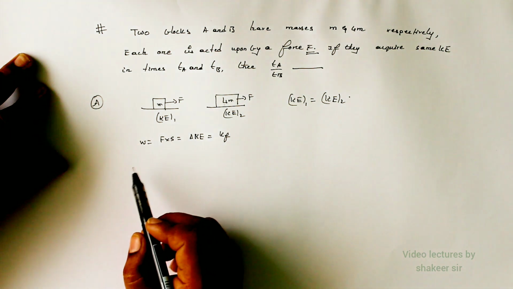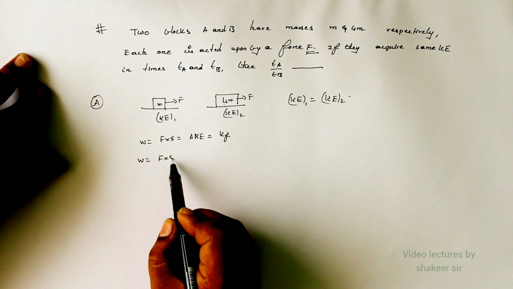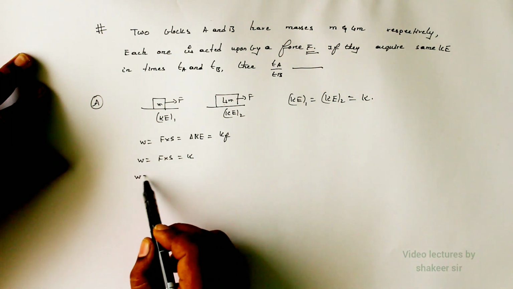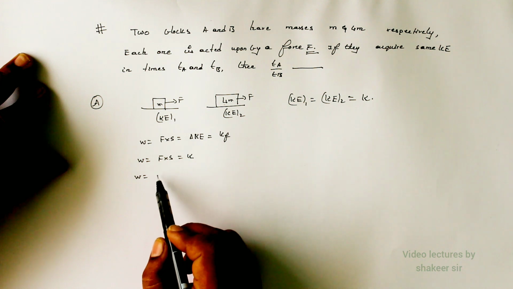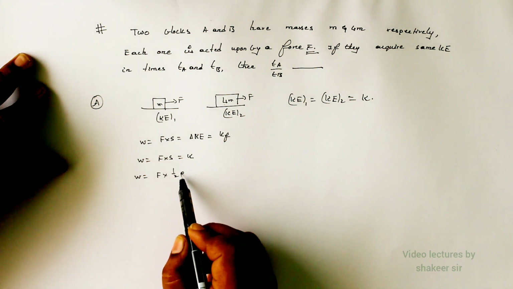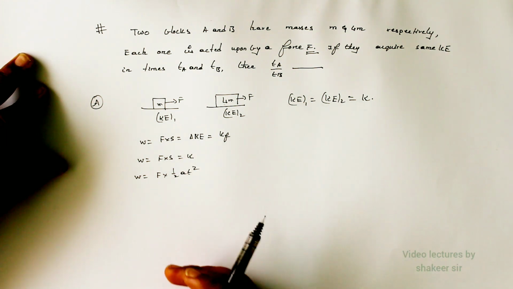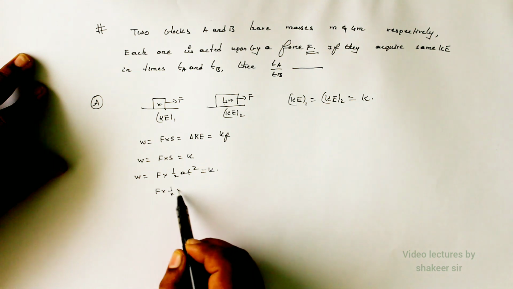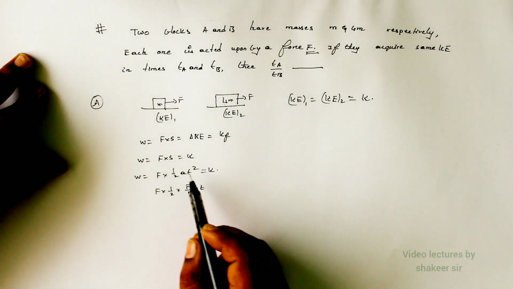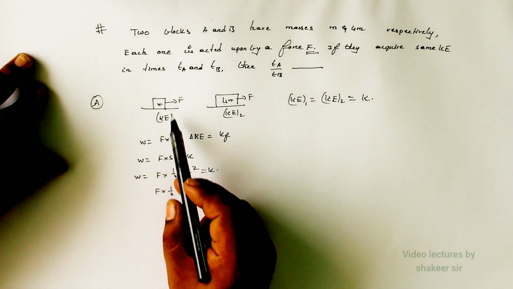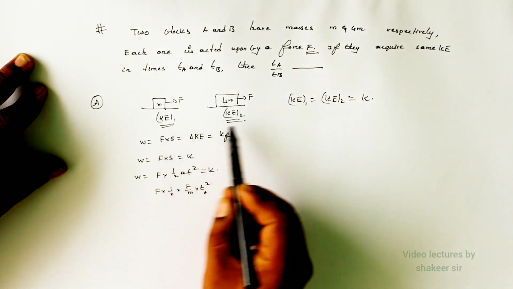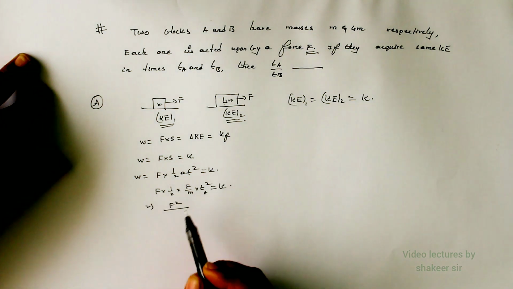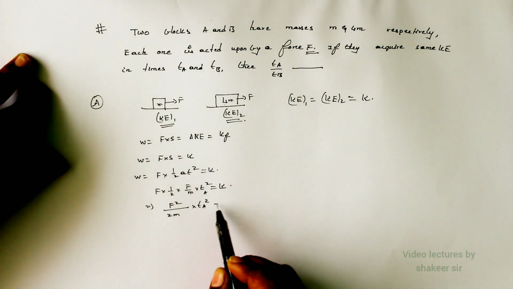So for first body, how can I write the relation? I can write W is equal to force into displacement is equal to K, because Ke1 and Ke2 both are equal to K. So W is equal to force into displacement can be written as half AT square, because as force is applied, these bodies will accelerate. So this is equal to K. And we know A is equal to F by M. So F into half into A is equal to F by M into, instead of T I can write TA square, that is time taken for body A to gain the same kinetic energy as body 2. So this is equal to K. Therefore I can write F square divided by 2M into TA square is equal to K.